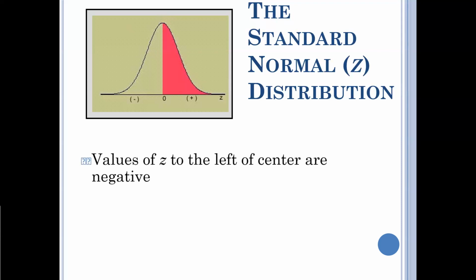So that's all the standard normal is. It's been standardized so that the mean has been shifted over to 0. And we have divided everything by the standard deviation so that now our new standard deviation is just 1.